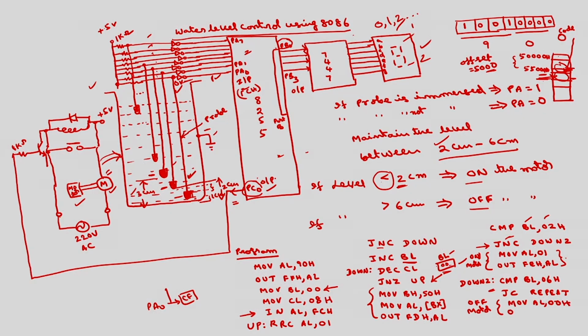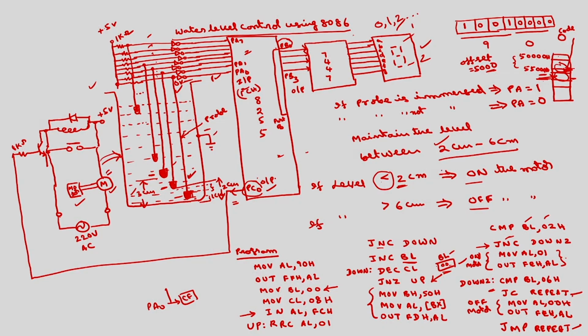Out port C will be FEH, AL. This will turn off the motor. Then after that we have to jump to repeat. This process has to be continuously performed. So, an unconditional jump to repeat. This repeat and this repeat both are the same.